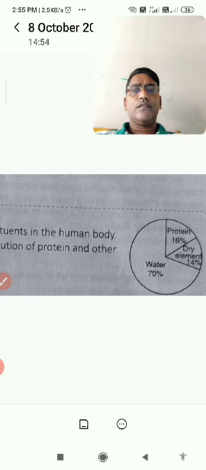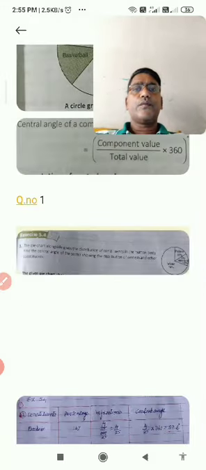16 upon 100 for protein, then 14 upon 100 for dry elements, then water 70 upon 100. We are getting fractions. With the fraction, we find how much part it is. Then you multiply with 360 and you get the central angle. Clear to you? I will show that. You be clear on this, then I will show you.